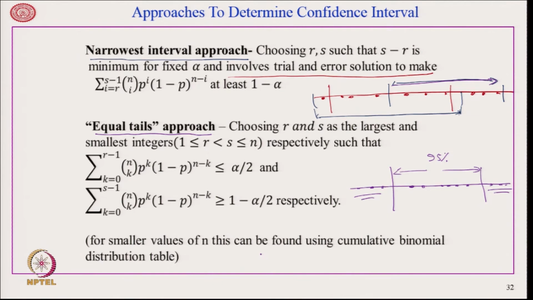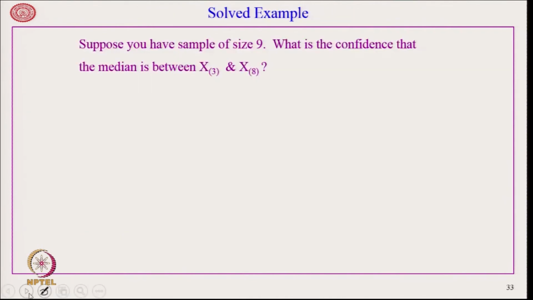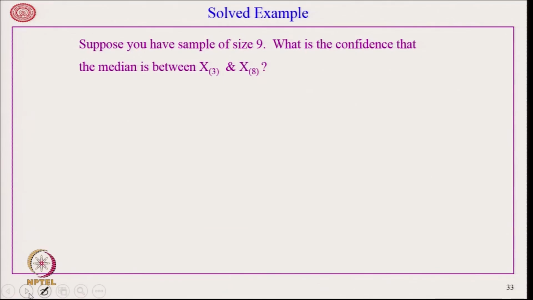This we obtain typically using the cumulative binomial distribution table. Given n and p, we will try to see how to get the confidence interval. So, let me solve one example. Suppose you have a sample of size 9, what is the confidence that the median is between x 3 and x 8, the third order statistic and the 8th order statistic?